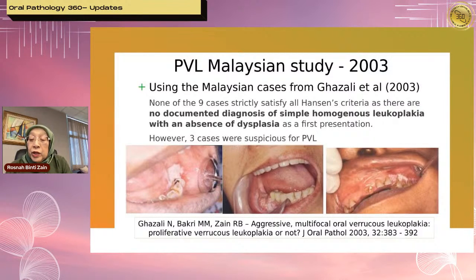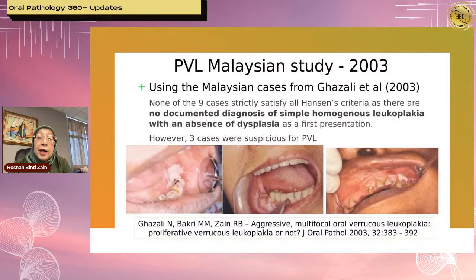And in the third picture, there are 2 areas, one more white than the other, and they both have a very papillary surface. So in this publication, we actually questioned whether these were proliferative verrucous leukoplakia at that time, just using Hansen's criteria. Right now, I'm just going to show you how we try to fit into the later definition, from 2010 onwards, and could actually put this into proliferative verrucous leukoplakia.